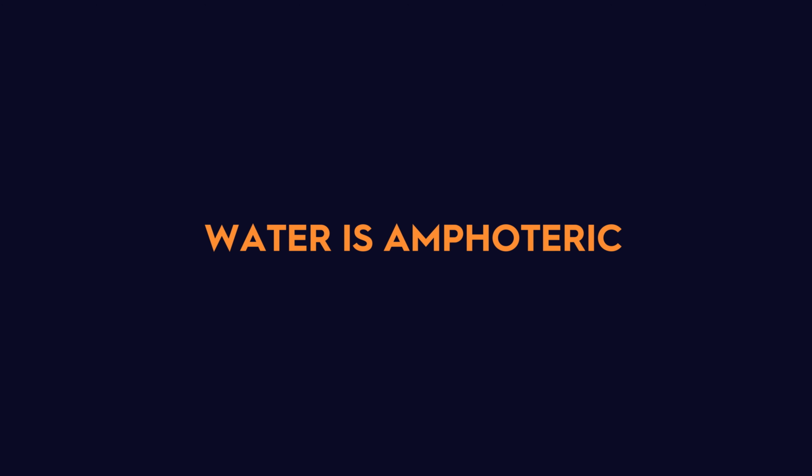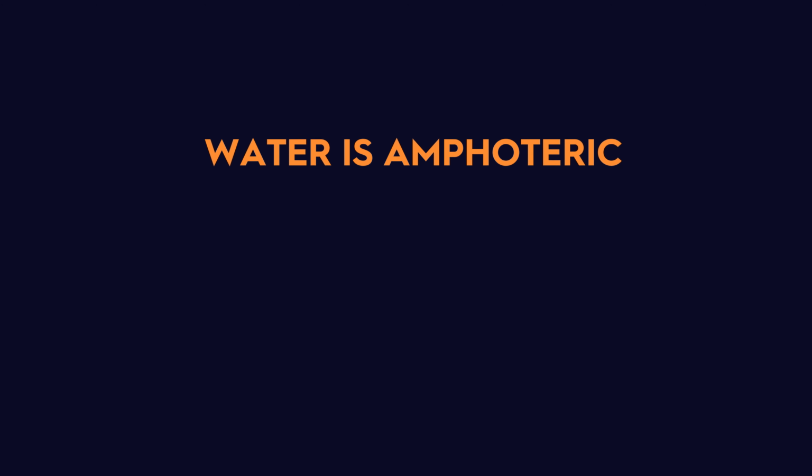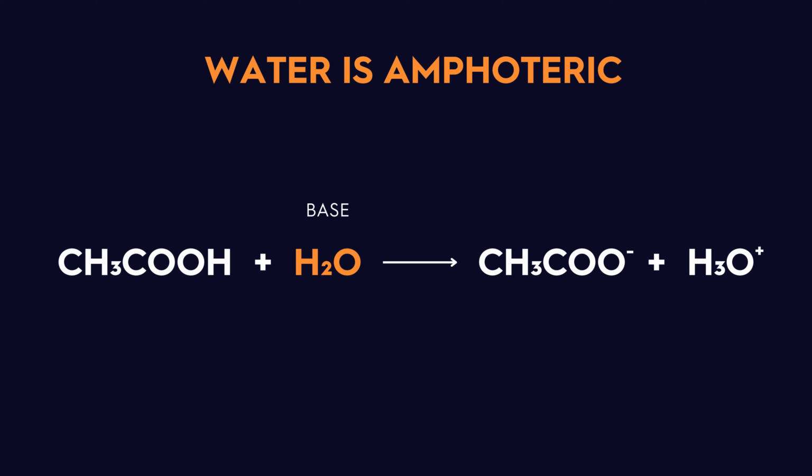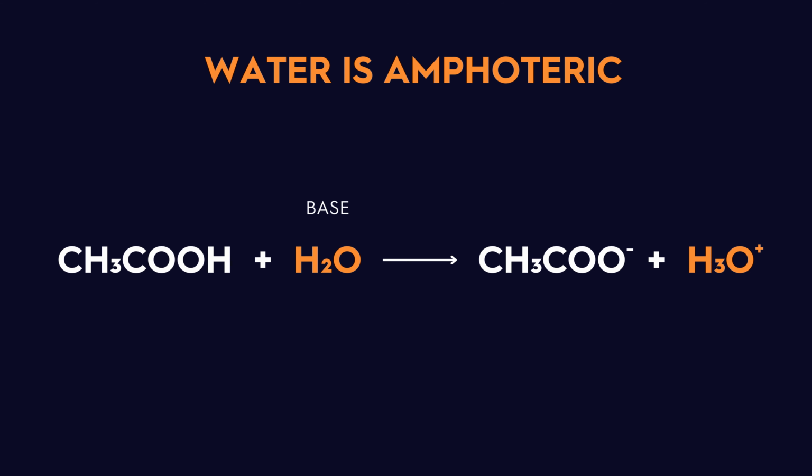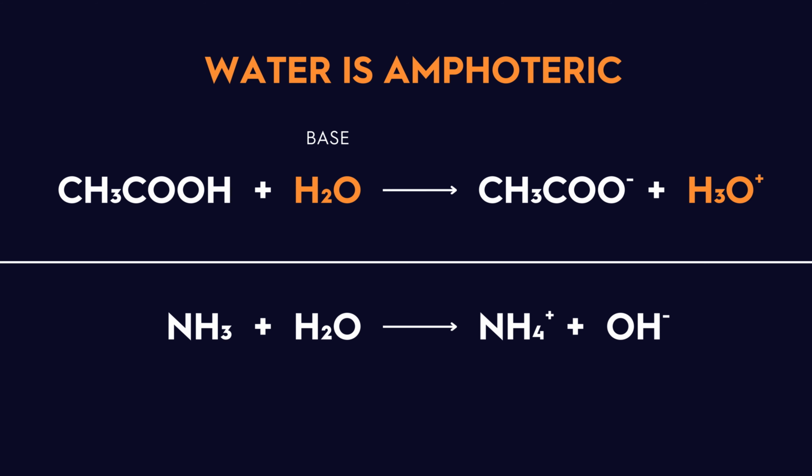Water can act both as an acid and a base. With a stronger acid, water acts as a base to form the hydronium ion, H3O+. With a stronger base like ammonia, water acts as an acid to form the hydroxide ion, OH-. The property of substances to act both as an acid and a base is called amphoterism.